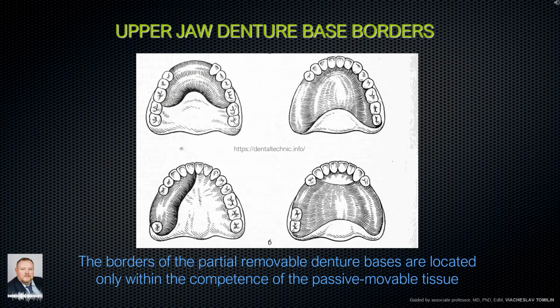Denture base has the following maximum borders on the upper jaw. Denture base lies on the alveolar process and hard palate and must exactly match the macro and micro relief of the prosthetic seat area tissues. The borders of the partial removable denture bases are located only within the competence of the passive movable tissue.